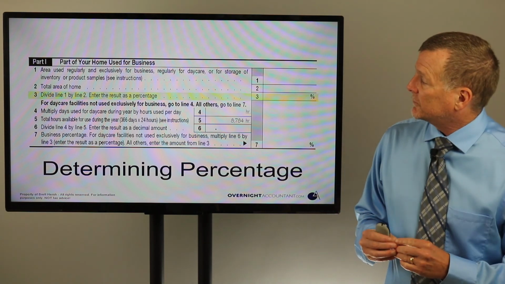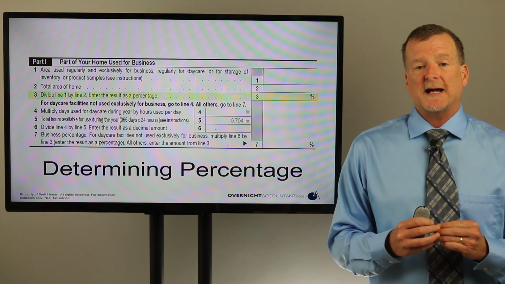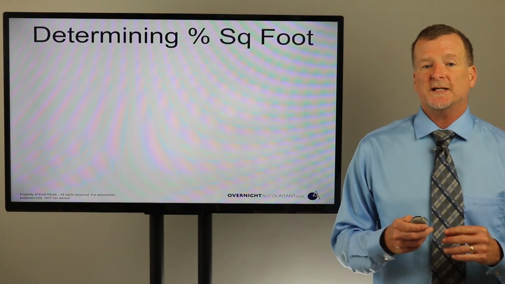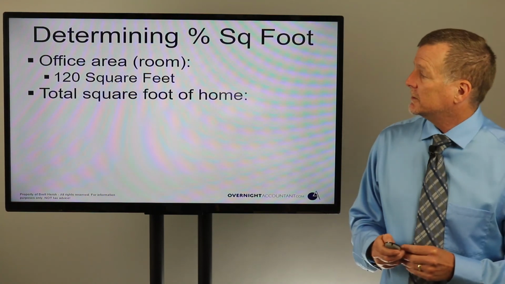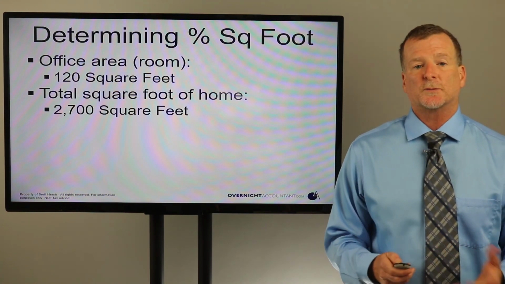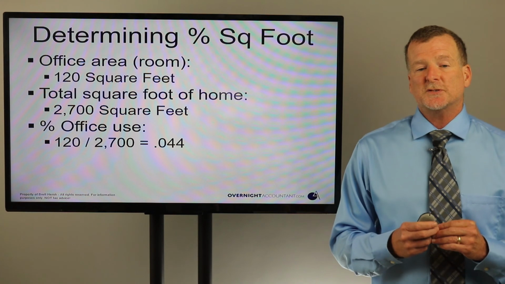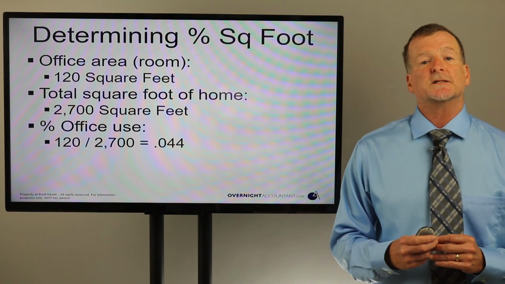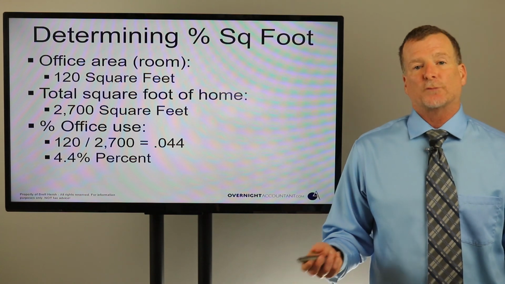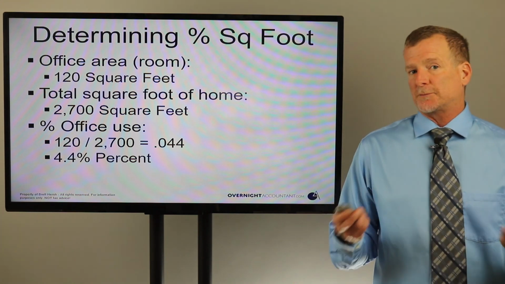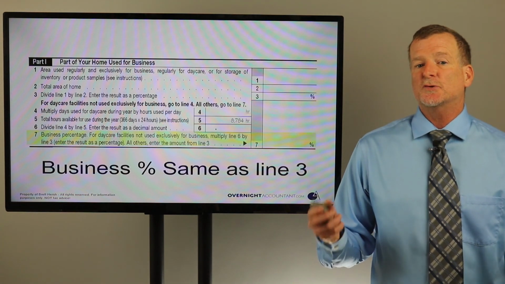Now you go down to line 3 and you divide line 1 by line 2. Pretty simple. That gives you a percentage. So let's say your office area is 120 square feet. Total square footage of your 2-story home is 2,700 square feet. Percentage of office use, 120 divided by 2,700 is 0.044. And guess what you get? You get 4.4%. That's the percentage of your indirect expenses that you get to deduct.